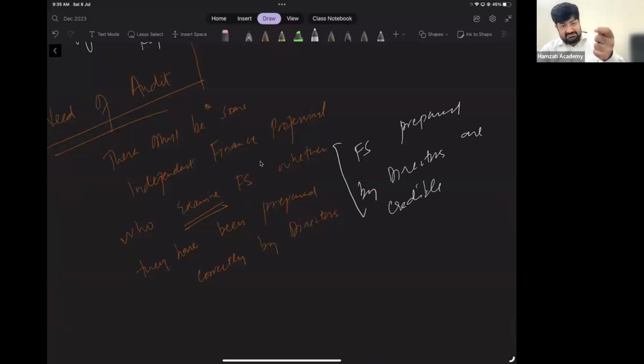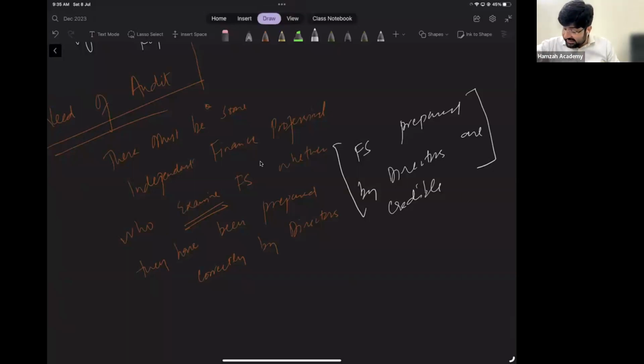We can trust that because directors may be biased. They may not be giving the correct information over there. They may not be presenting information properly over there. Possibility is there. Now, so financial statements prepared by directors are credible.